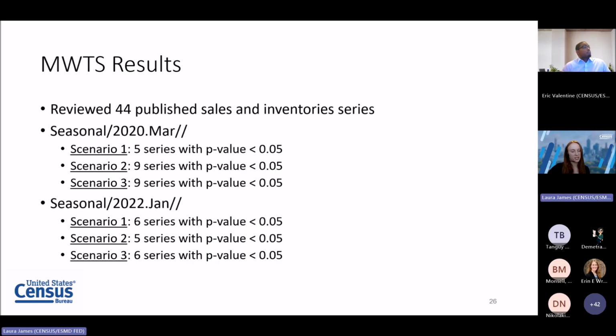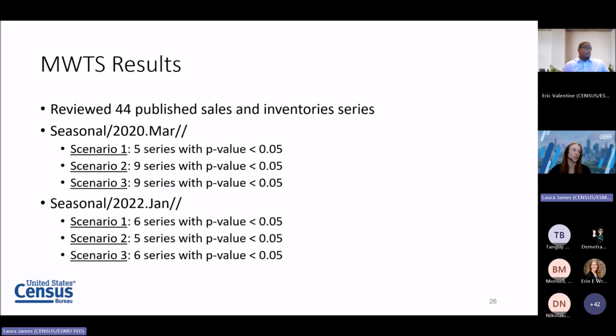For MWTS, there were 44 published sales and inventory series that I reviewed. With the March 2020 change of regime regressor, under scenario 1, there were 5 series that were significant. Under scenario 2, we had 9 that were significant, and then under scenario 3, there were 9 that were significant.